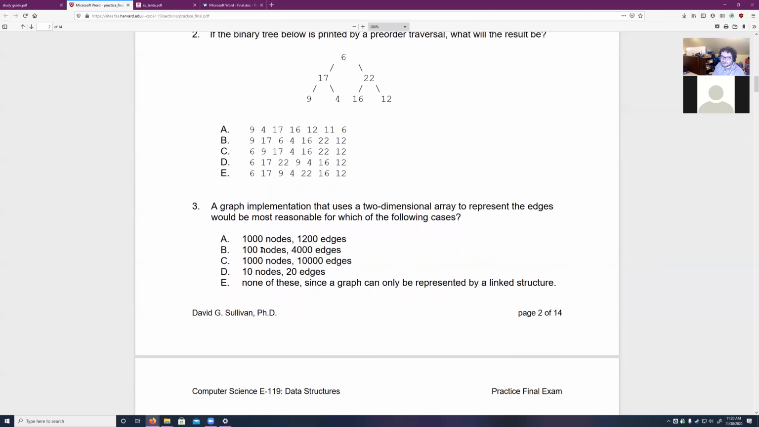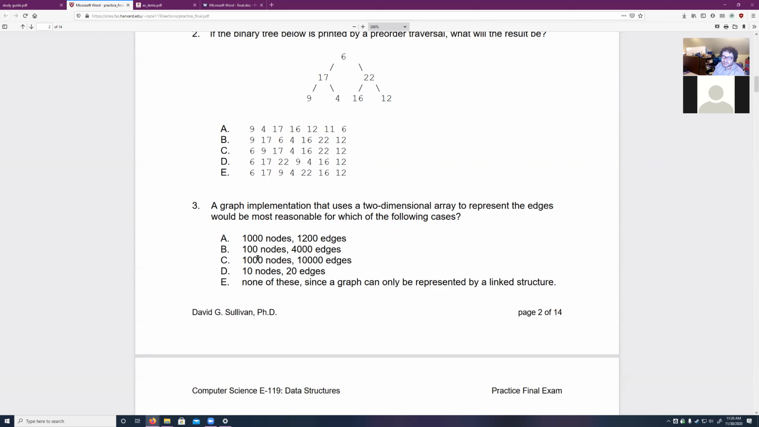Here we have 100 nodes and 4,000 edges. 100 squared is what? I know we're all tired, but this one isn't that hard. What's 100 squared? It's 10,000. Just simply double the number of zeros you've got. So 4,000 edges out of 10,000. That's 40% of those possible edges. So this is definitely a good candidate.